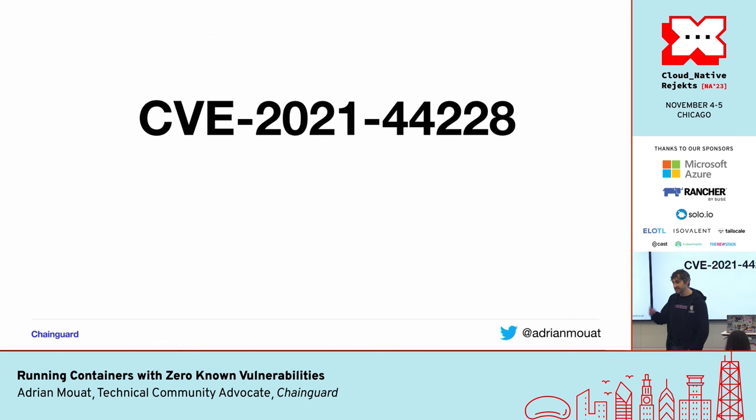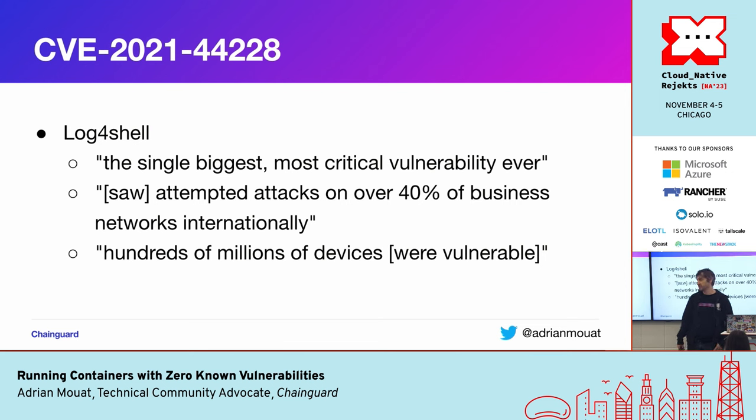Okay, this is the big one that you are going to get. Does anybody know CVE-2021-44228? This gave a lot of organizations a very bad time. Yeah, it's Log4j. Or Log4Shell, I guess, is the name of the exploit, but it was in Log4j. This has been described as the single biggest, most critical vulnerability ever, which is a pretty bold claim.